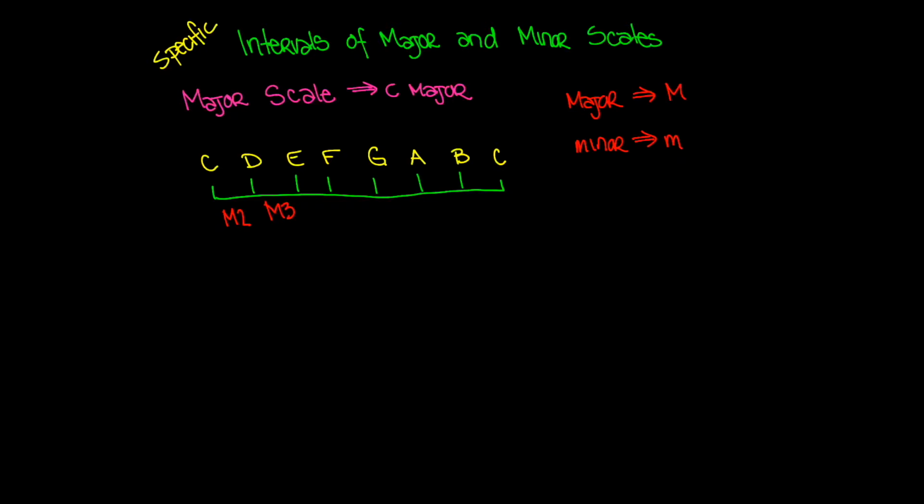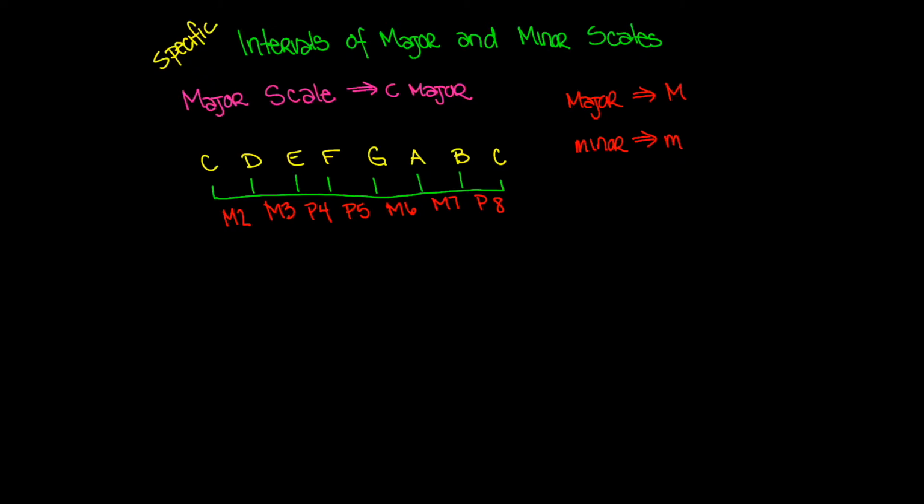Now we look at from C to F, and we're going to call that interval a perfect fourth. Then from C to G, we're going to call that interval a perfect fifth. Moving on, C to A, we're going to call that interval a major sixth. Moving on, C to B, we're going to call that interval a major seventh. And then finally, from C to C, which is an octave up, we're going to call that a perfect eighth, or a perfect octave.